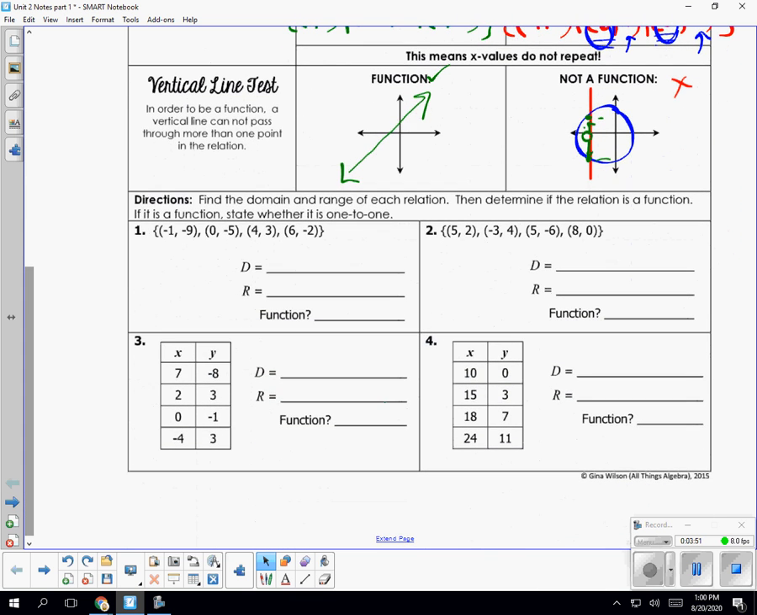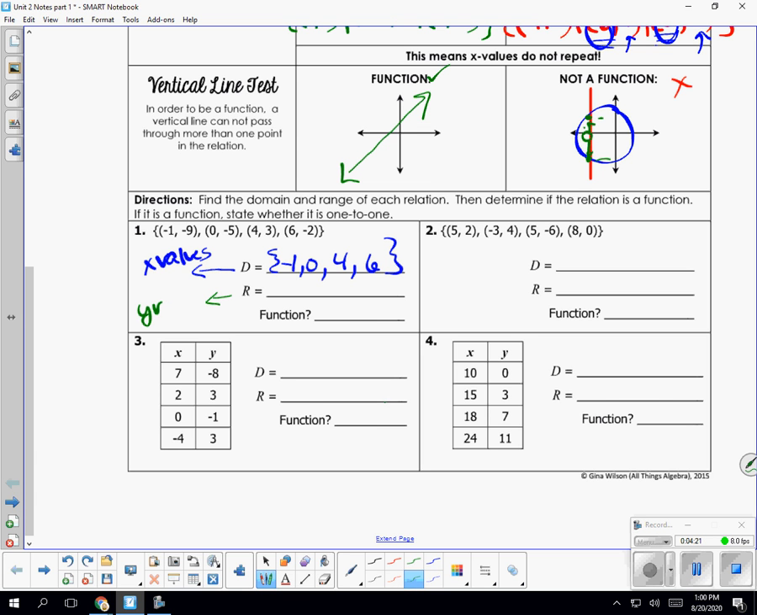Okay, let's take a look at some example problems. I'm going to leave the even problems for you to do. I'm going to look at the odd ones. As we said before, the x values are your domain values, and the y values are your range values. My x values in these ordered pairs are -1, 0, 4, and 6. And my range values, remember those are your y values, are -9, -5, 3, and -2.